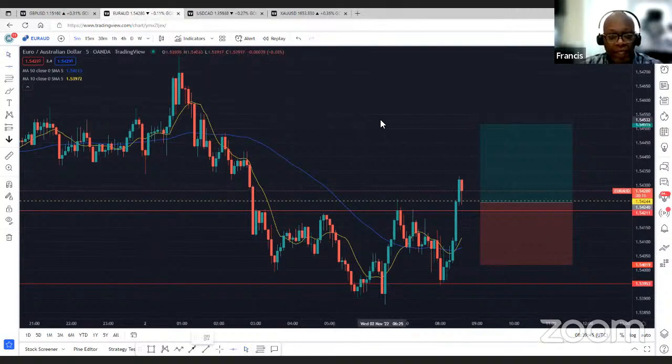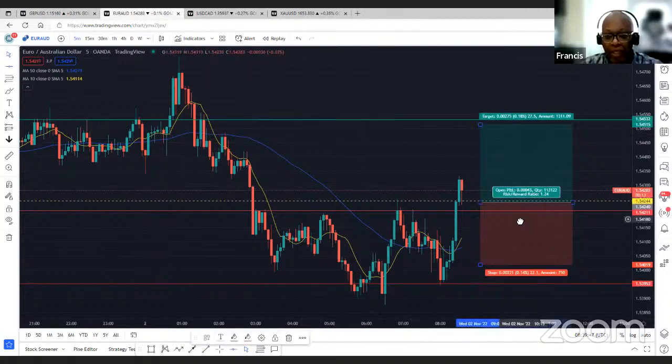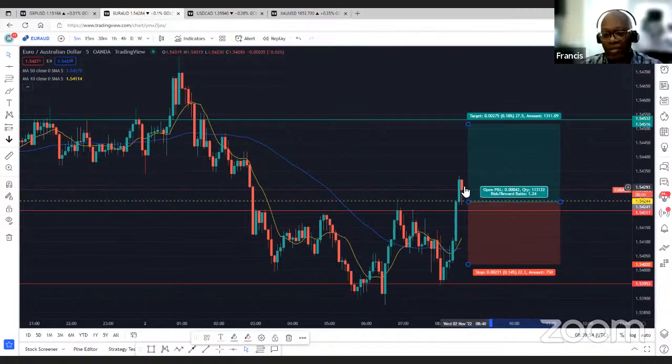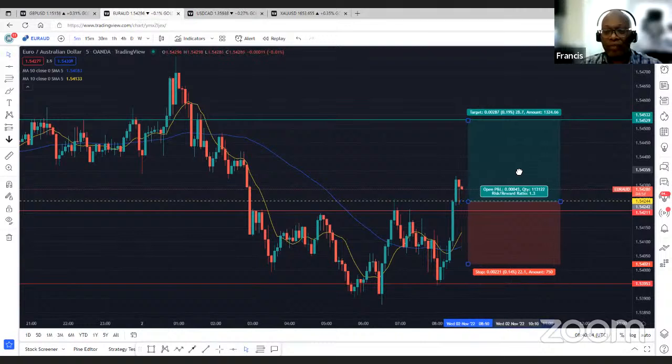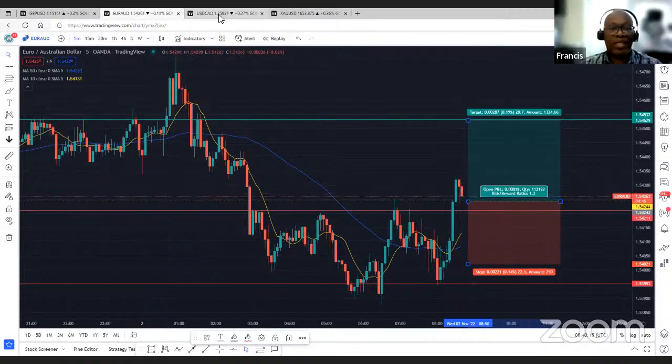I've not entered yet. Let's just see. This yellow line is where I would have wanted to enter. If you want to risk it, you can enter here now. But the candle has closed now, so I would want it to pull back to this point before I get in. You can see it's a one-to-one risk.